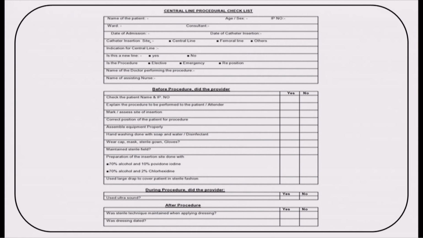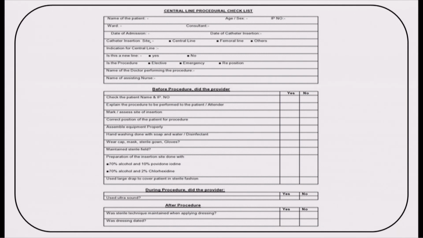Before the procedure, the best we can do to avoid central line associated hospital acquired infections is to make sure the procedure has been explained to the patient, that a proper sterile kit is used, and that it is done in a sterile environment. Assemble everything required after hand washing, wear personal protective equipment, maintain a sterile field around the area, and prepare the skin site, which is very important. We prepare it with 70% isopropyl alcohol with 10% povidone iodine or 2% chlorhexidine. This is what we do before we insert the central line.